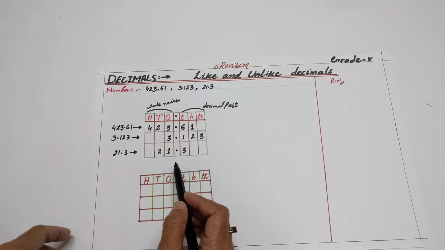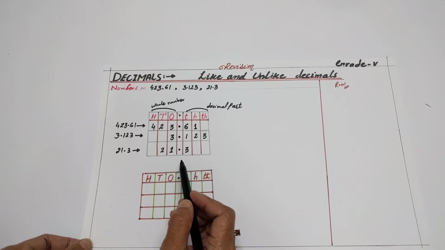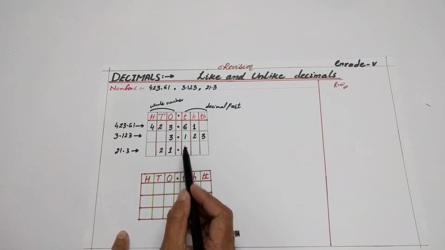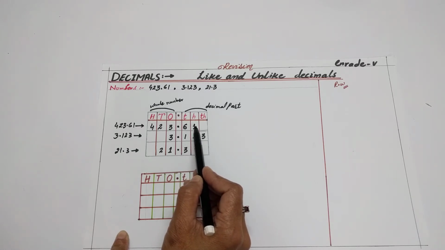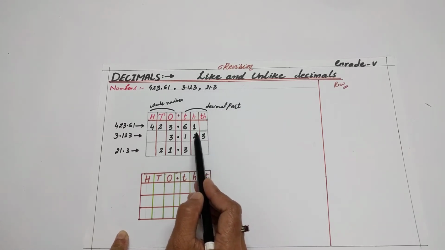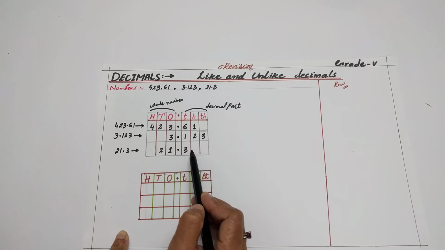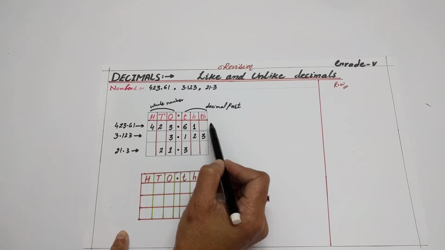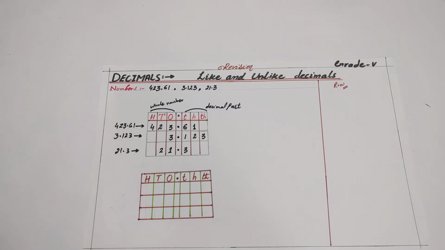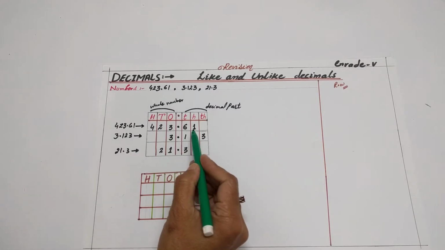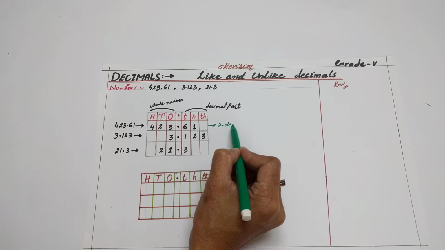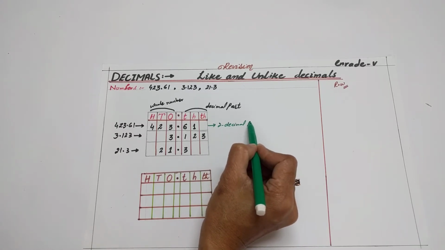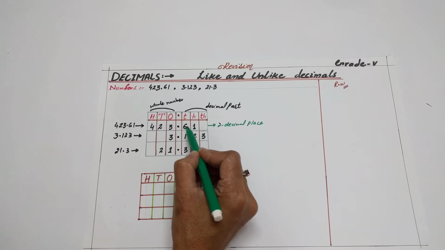Now you have to check whether these numbers are like decimals or unlike decimals. What are like decimals? If the number of digits on the right side of the decimal point is the same, then they are called like, and if the number of digits on the right side of the decimal point is different, then they are called unlike. Our first number is 423.61. After the decimal there are 2 digits, so this number has 2 decimal places.